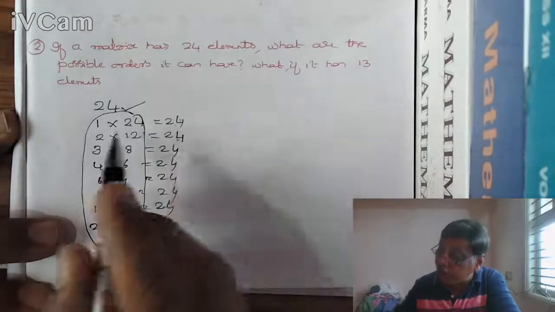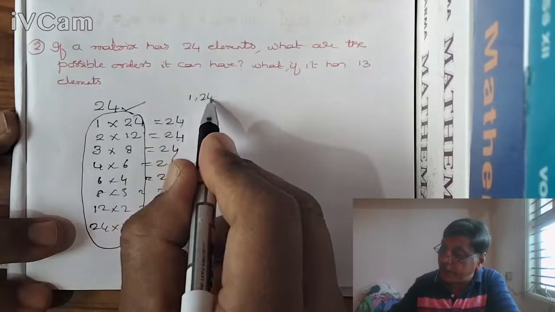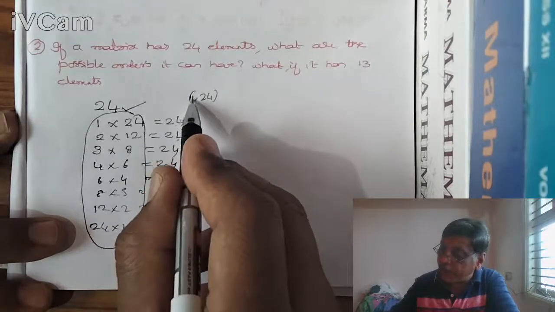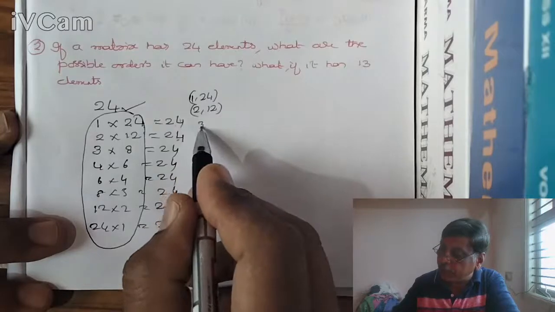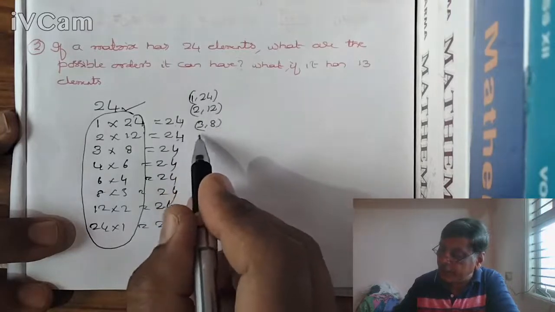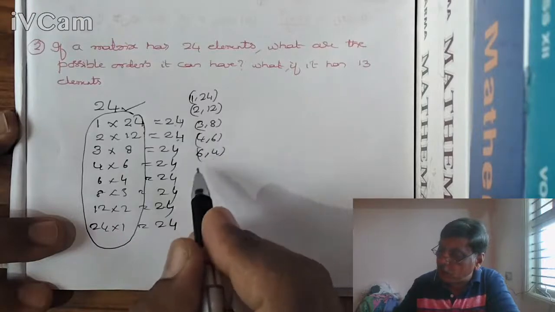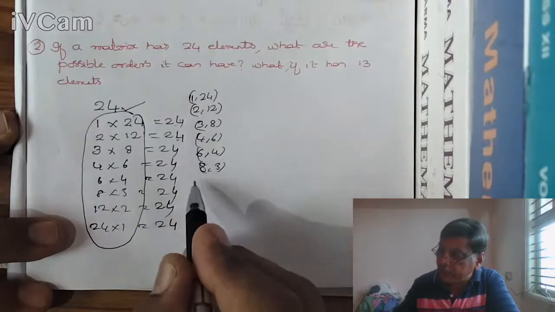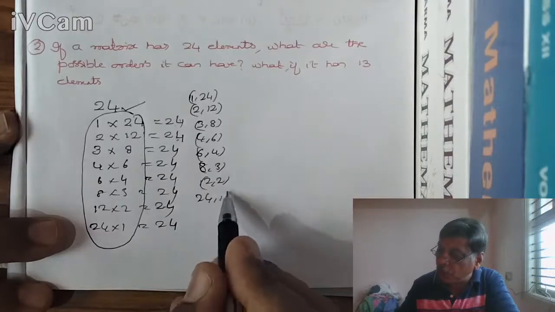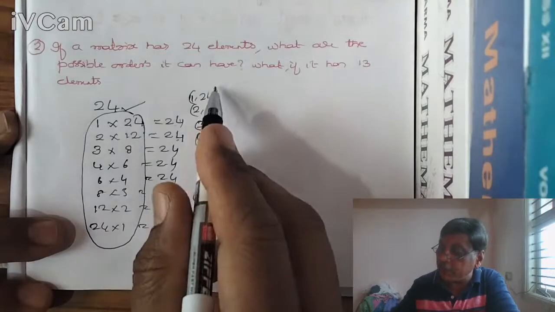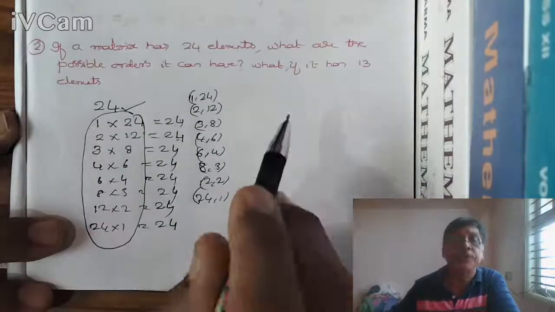Therefore the possible orders are 1, 24. Next, 2, 12. Next, 3, 8. 4, 6. 6, 4. 8, 3. 12, 2. 24, 1. These are the possible orders having 24 elements. The first question is over.